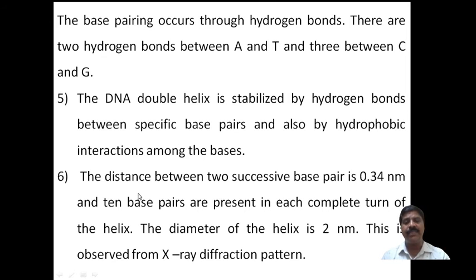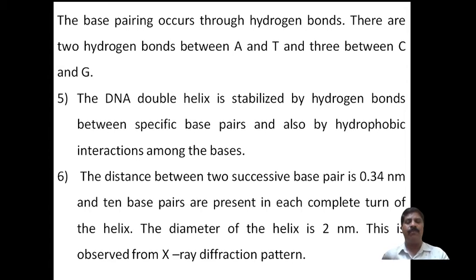Next, the sixth one is the distance between two successive bases. The distance between two successive bases is always 0.34 nanometer, and 10 base pairs are present in each complete turn of the helix. When 10 base pairs take place, that makes one helix turn, one round. One round contains 10 base pairs.